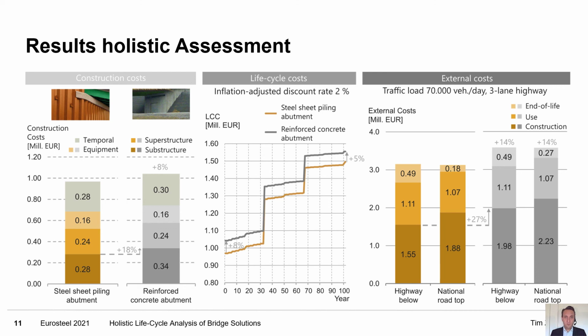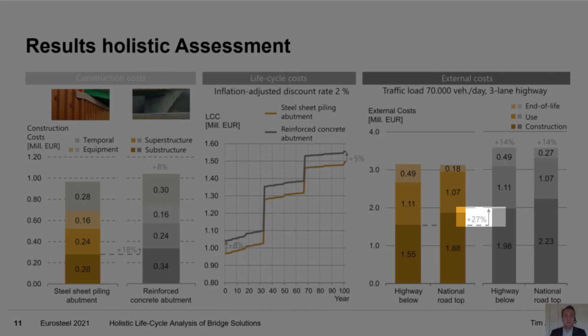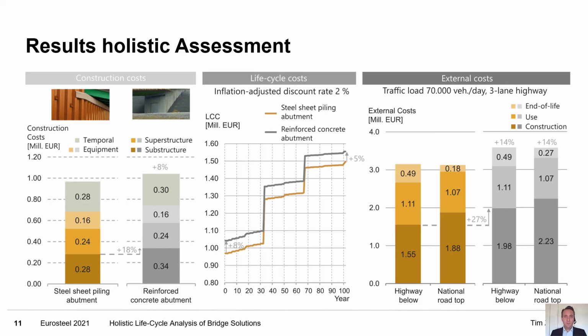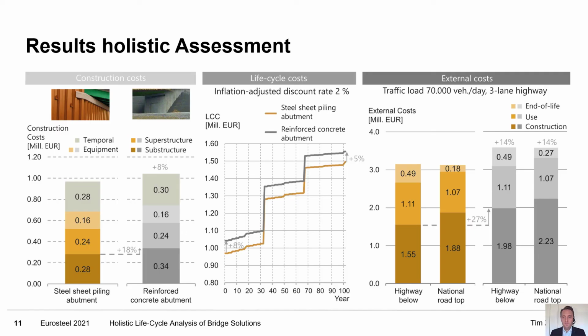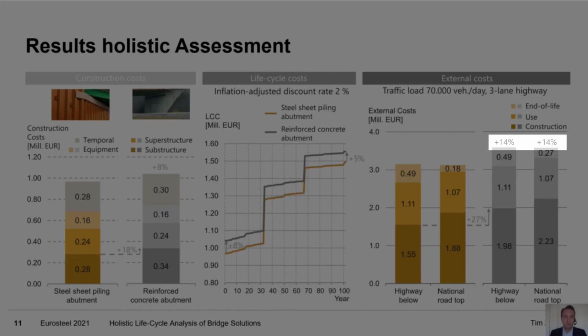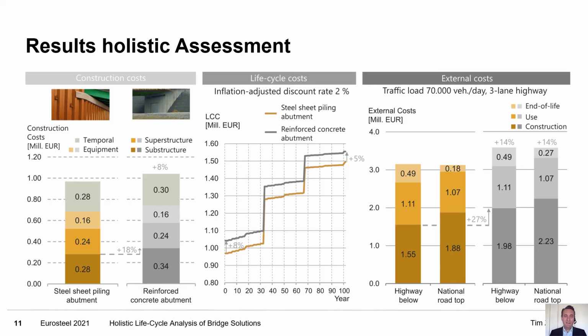Finally, we can calculate our external costs, and there the difference of our result is the largest. You have seen that the construction period for the reinforced concrete abutment is much longer than for the steel sheet piling abutment, and therefore the external costs are 27% higher for the erection period. Within the use stage, the obstruction of traffic is the same for both variants, so the external costs are the same for this period of the life cycle. Overall, the external costs for the concrete abutment are 14% higher compared to the steel sheet piling abutment.